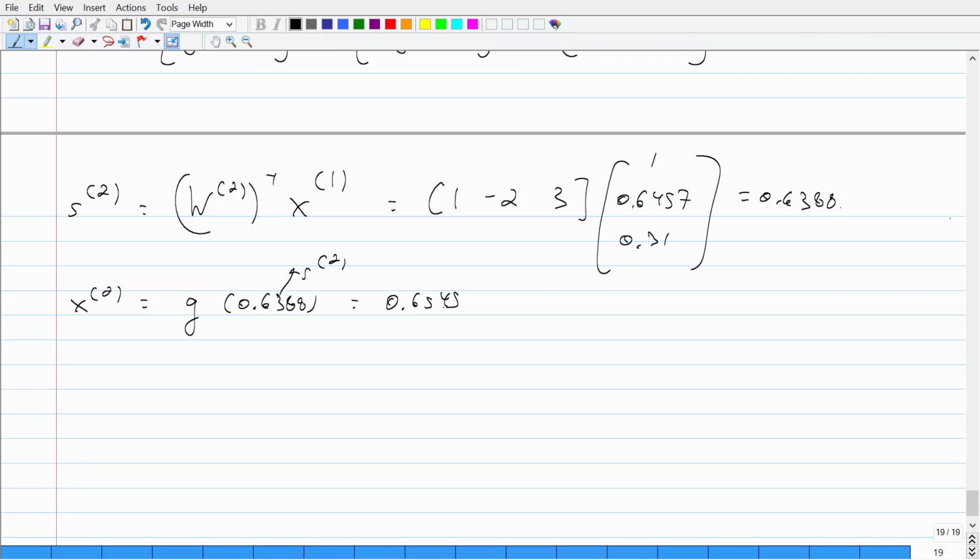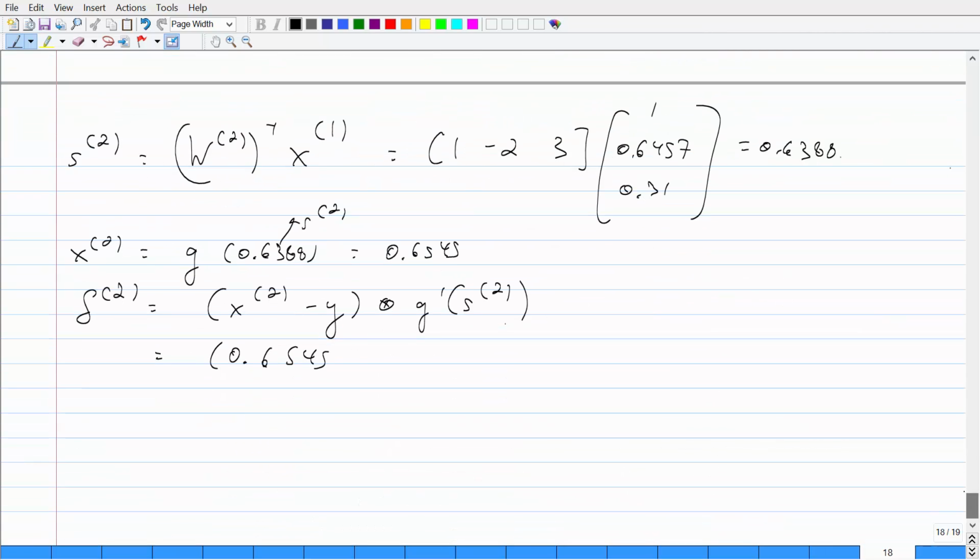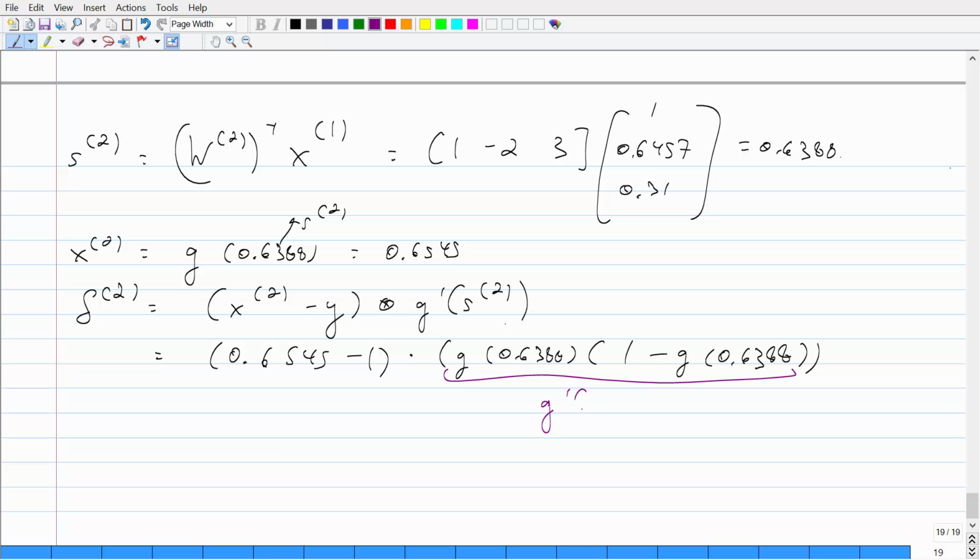So we just did forward propagation. We figured out what the inputs and the outputs are, and now we have to do back propagation. Let's compute the sensitivity for the output layer. This is x of L, or x of 2, minus y, element-wise multiplied with the derivative. x of 2 was 0.6545, and the expected output was equal to 1. So you do 0.6545 minus 1, and then multiply this with the derivative of s, which if you remember is g of s of 2 times 1 minus g of s of 2. So this is 0.6388 times 1 minus that, the derivative at the inputs going in. When you compute this, you get minus 0.0781.